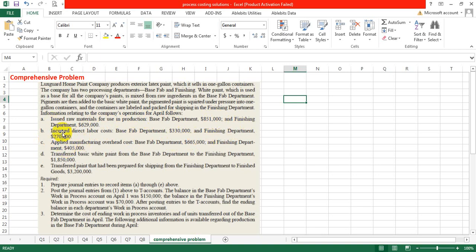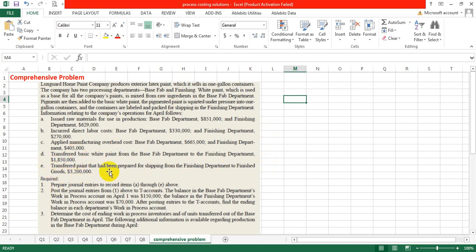Okay, we have two departments. Remember this point, we have two departments in process costing, or it could be more than two departments. Applied manufacturing overhead cost in base fab is 6,65,000 and in the finishing department is 4,05,000. Transfer basic white paint from the base fab department to the finishing department. In the fourth entry, the white paint is transferred from base fab to finishing department.